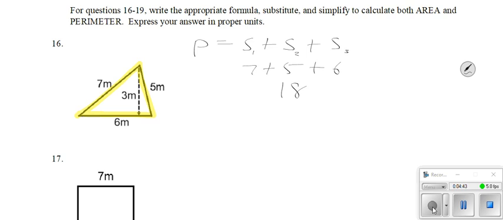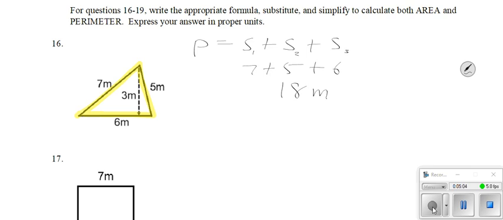Now remember, for area, we use square units. For perimeter, what units do we use? Just regular meters, right? Just regular units. So in this case, the distance around the perimeter of that triangle is 18 meters. If you put 18 square meters on the test by accident, you will lose half a mark. So please be careful what units you use.